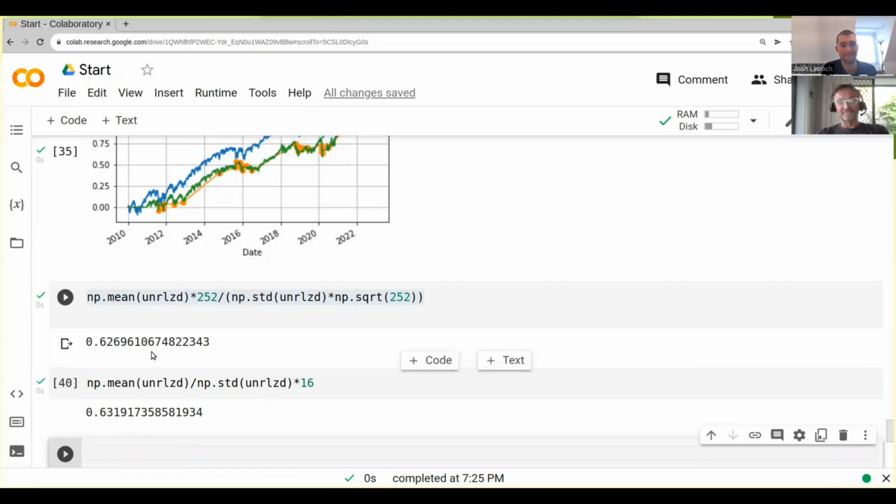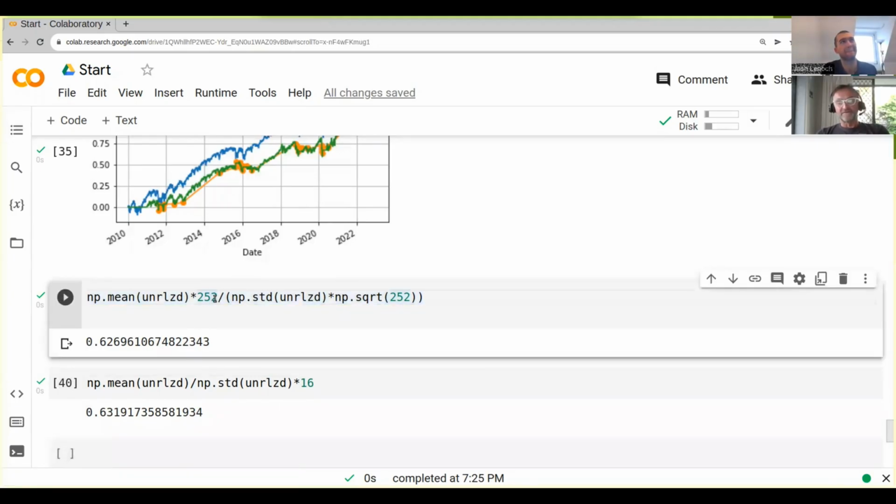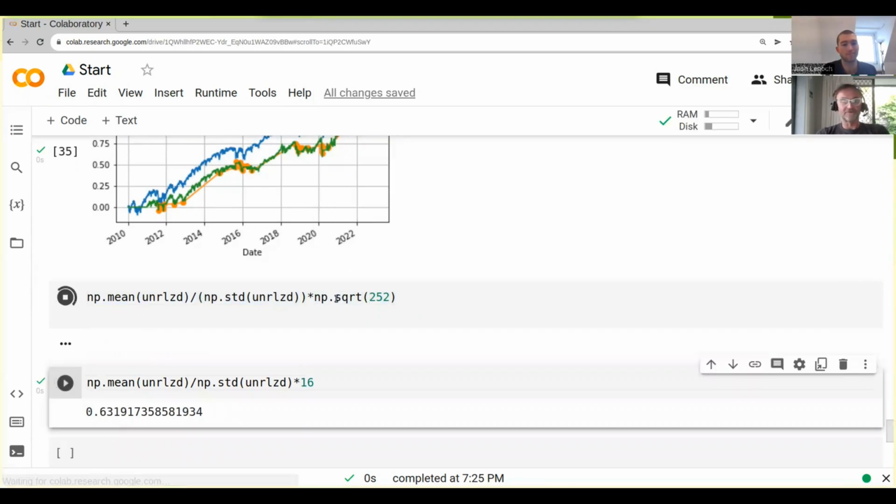So why is that? It's pretty simple. When you multiply by 2.5, above the line you have 2.52 and below the square root of 2.52, right? So what you could also do is put the brackets here and multiply the whole thing by the square root of 2.52, because 2.52 divided by the square root is the square root of 2.52. You see, same number.